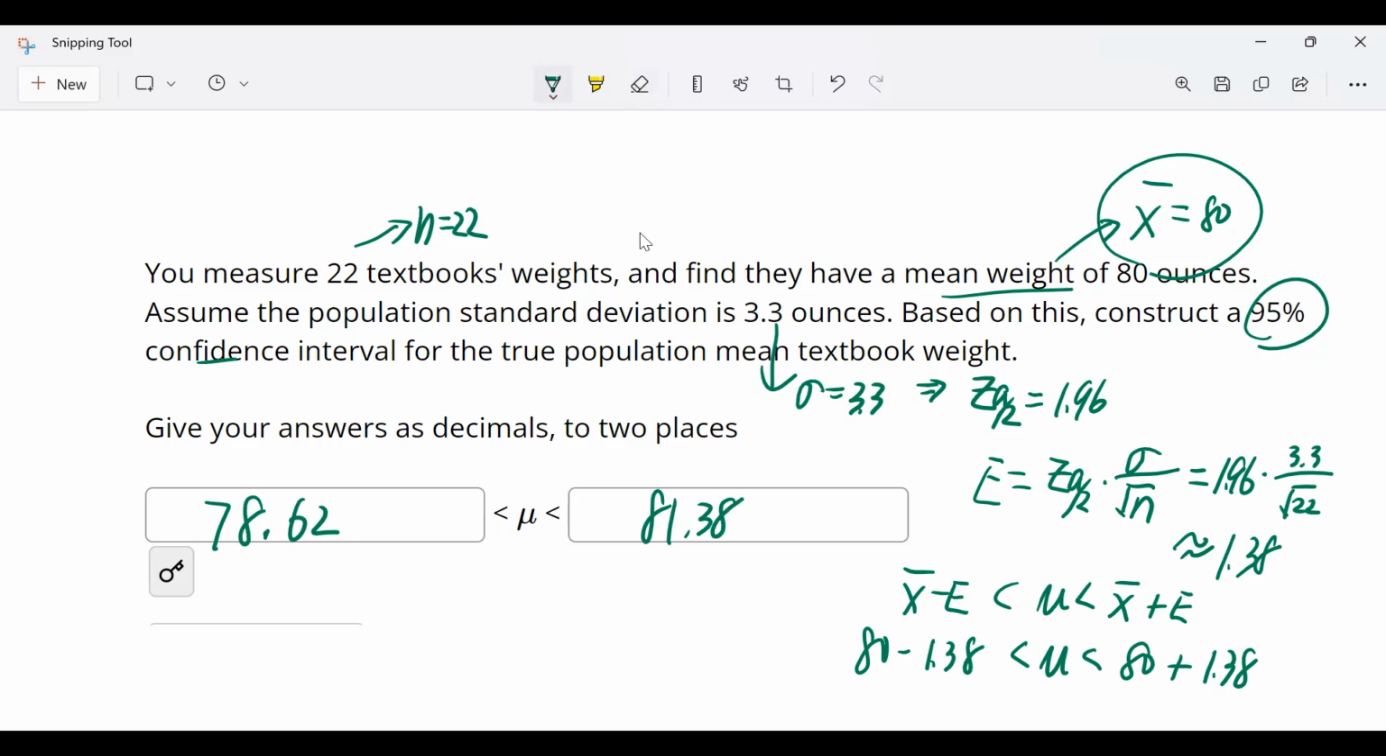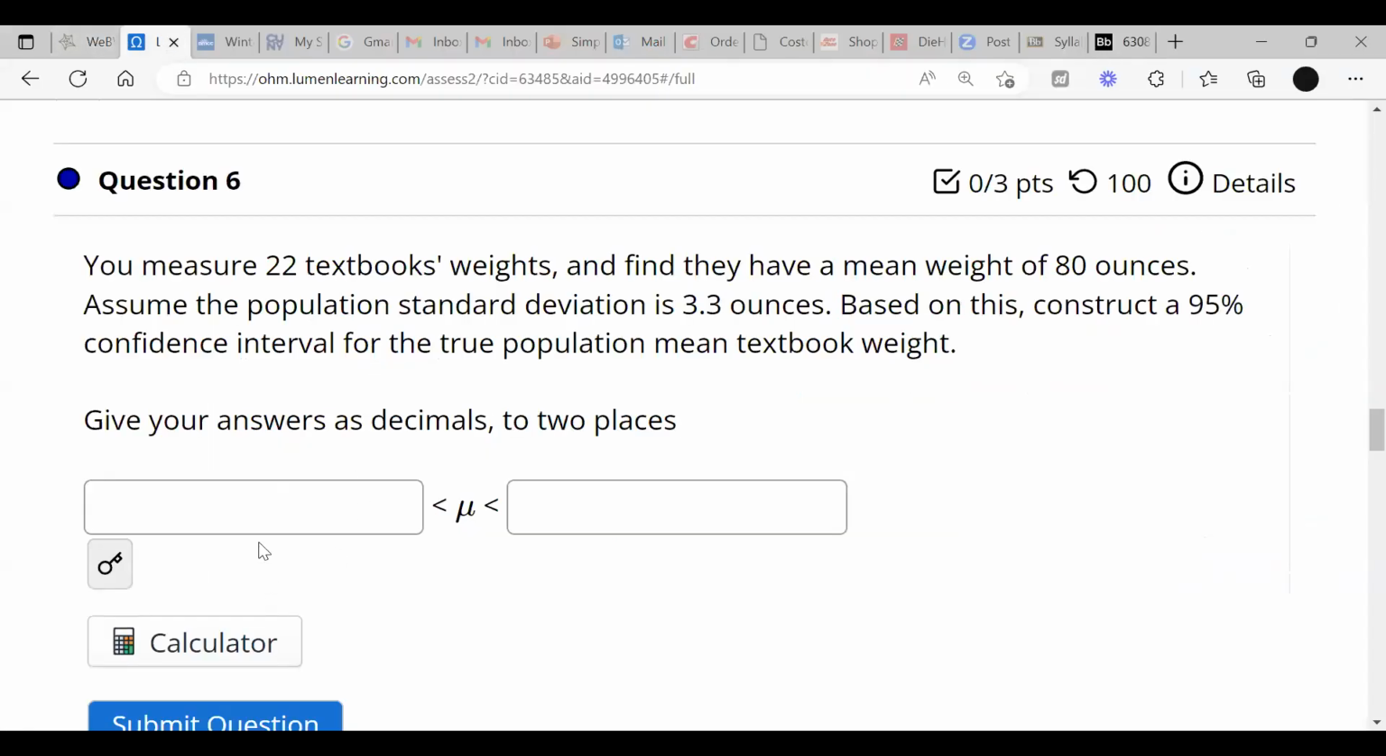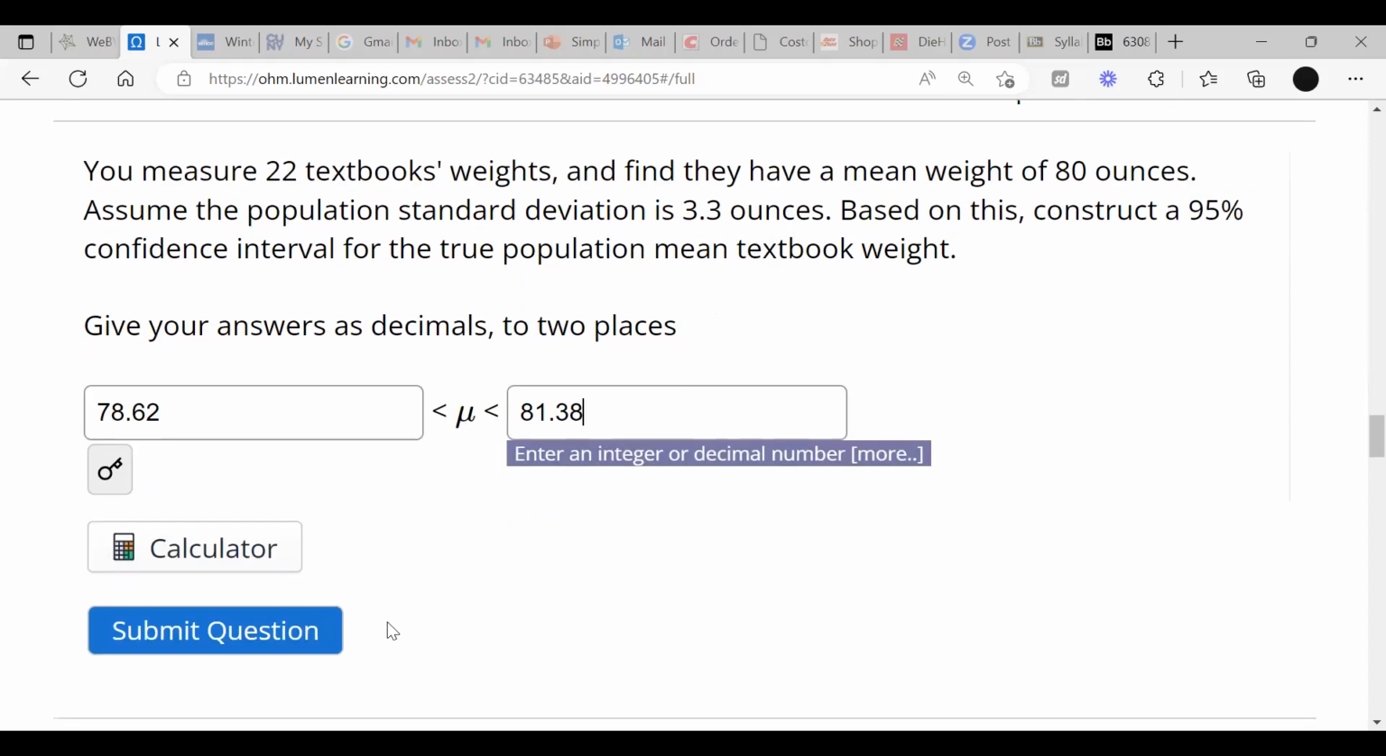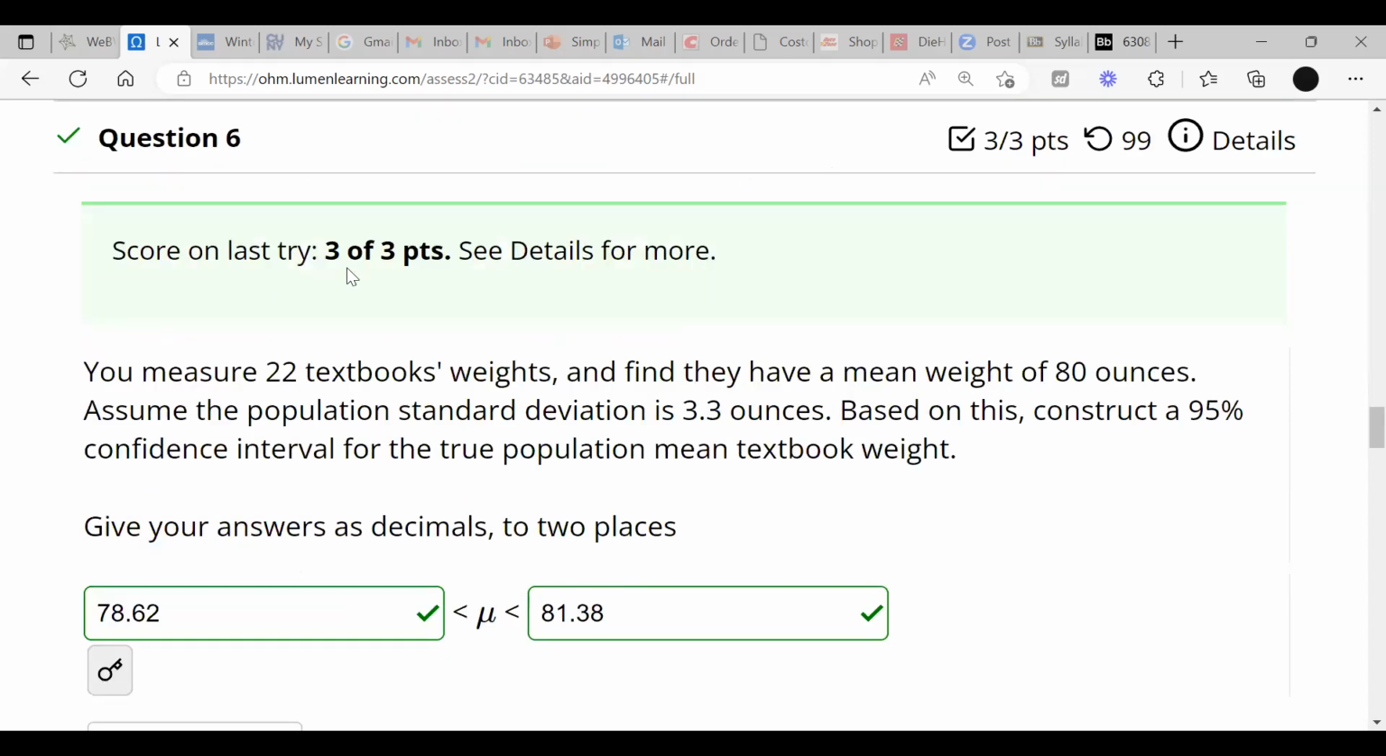So the interval is 78.62 to 81.38. That will do it. Perfect. So I'm going to answer Jason. Jason, what's your next question?